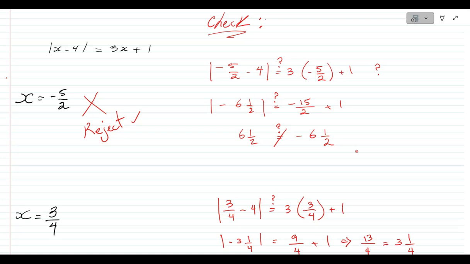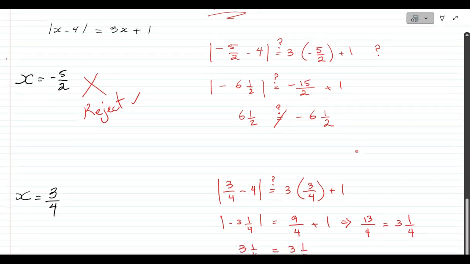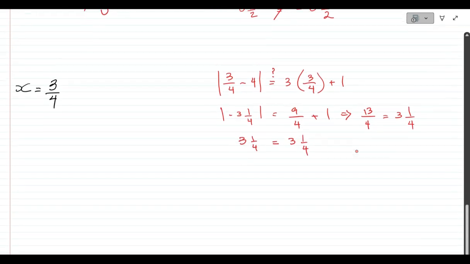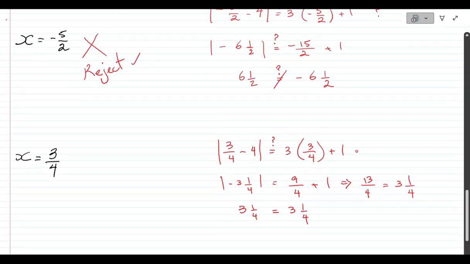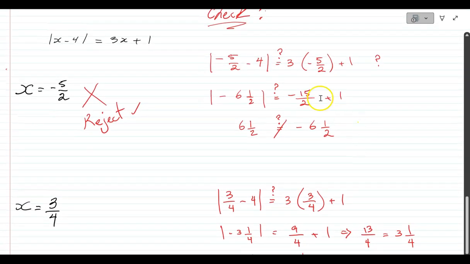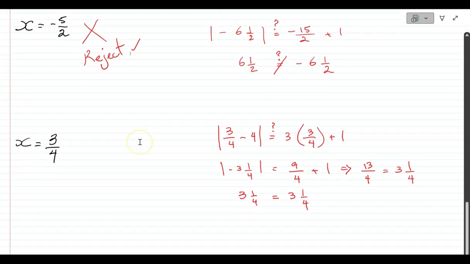Okay, so that's the first one. Now let's go check the next one. x equals 3/4. We're going to do the same thing. We're going to plug it back into the original equation. This is the absolute value equation, the left-hand side is the absolute value and the right-hand side is linear. We'll replace x by 3/4. Here we go, 3/4 for the values of x on both sides.